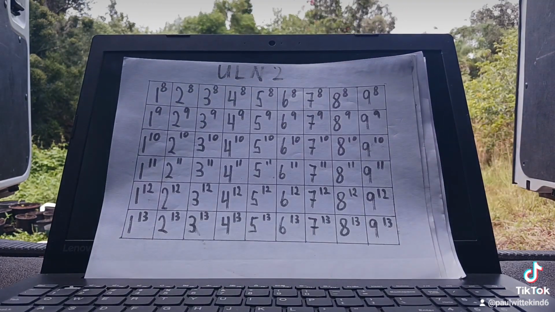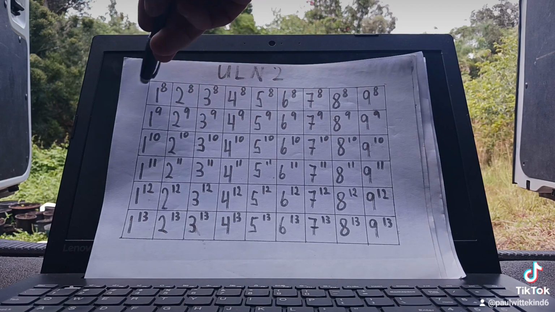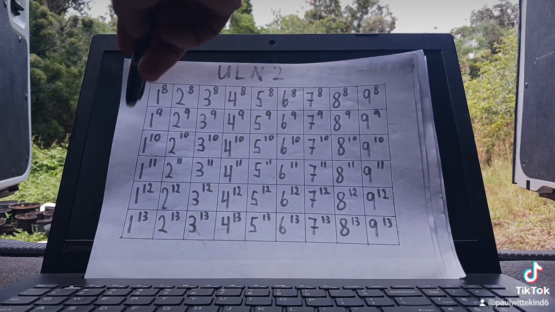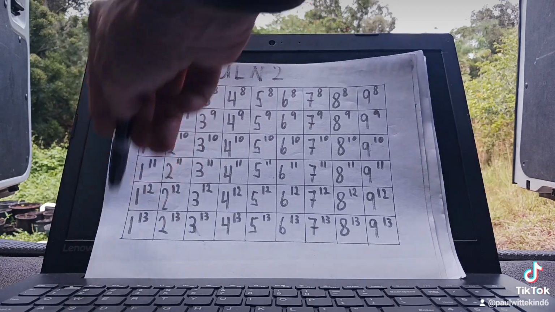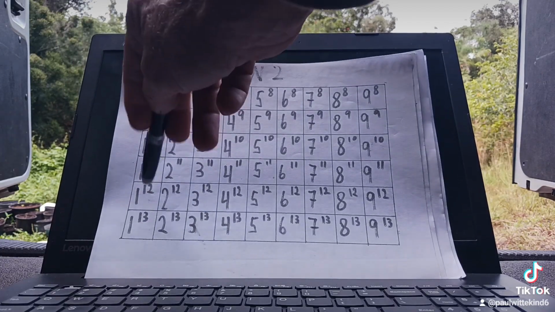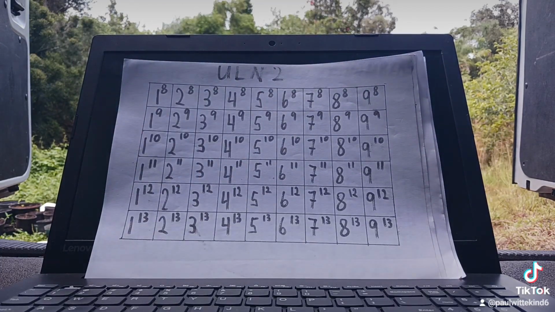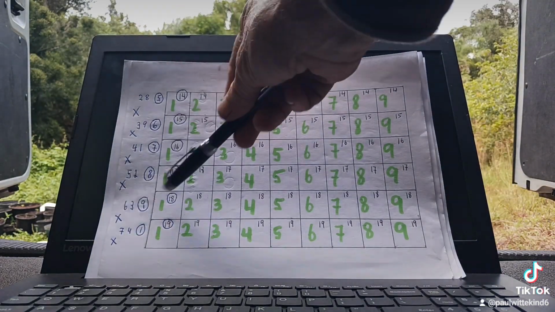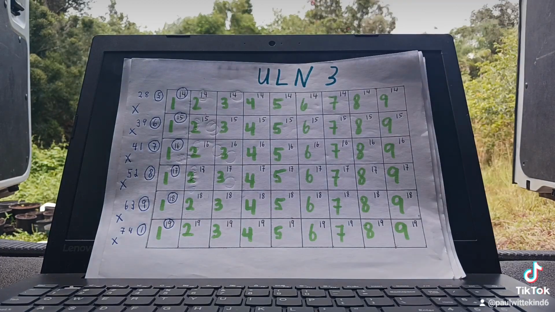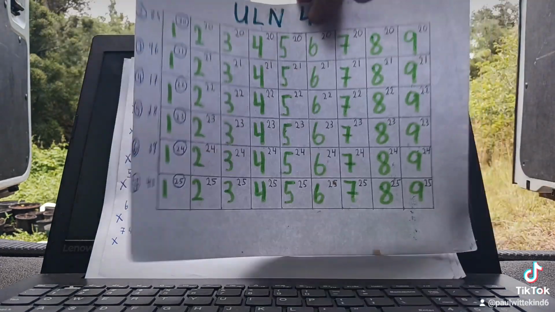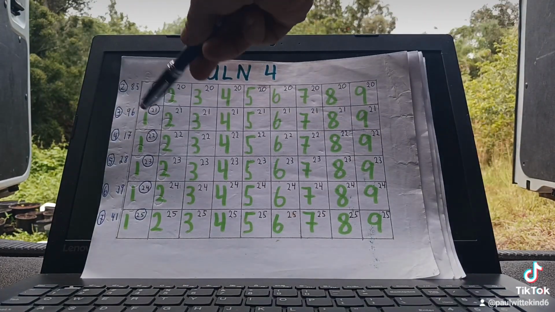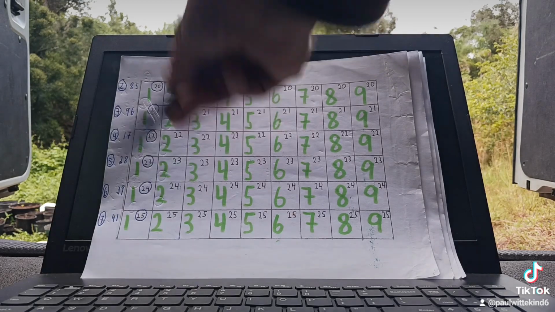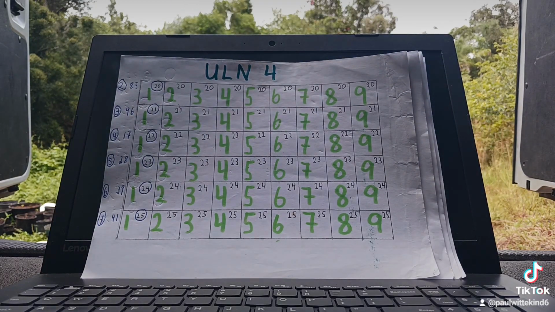So it doesn't matter where we are in the chain. X to the 1, x squared, 3rd, 4th, 5th, 6th, 7th, 8th, 9th, 10th, 11th, 12th, 13th, 14, 15, 16, 17, 18, 19, it doesn't matter. It will always be the same numbers. 20, 21, 22, 23, 24, 25. It will still always be the same matrix.